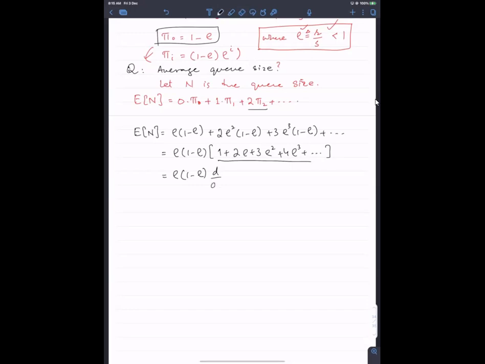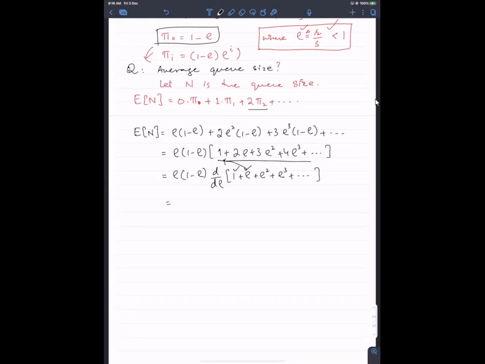There are many ways to solve this. This is just a derivative of 1 plus rho square plus rho cube plus so on. Let's see, its derivative: the derivative of 1 will be 0, the derivative of rho will be 1, the derivative of rho square will be 2 rho, and so on and so forth.